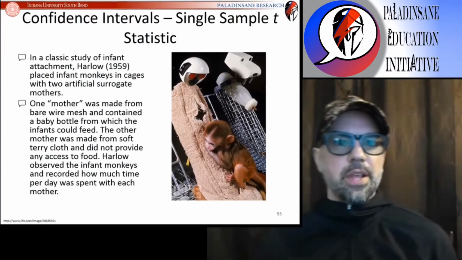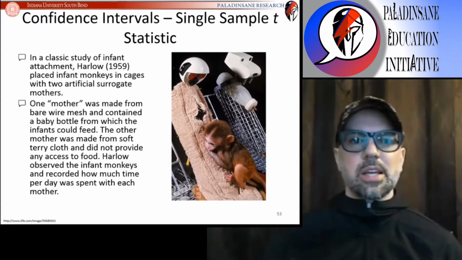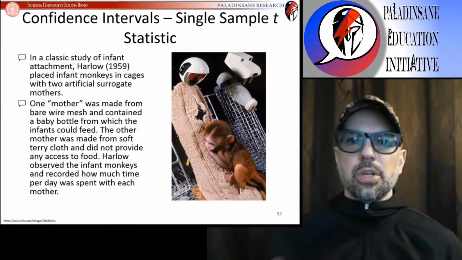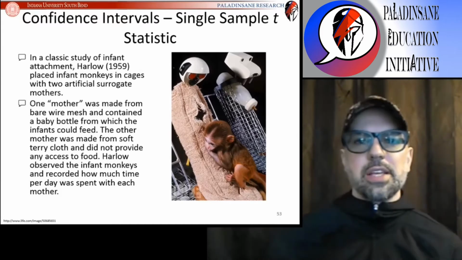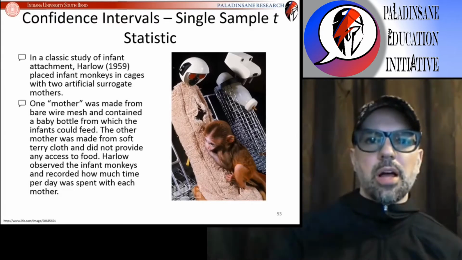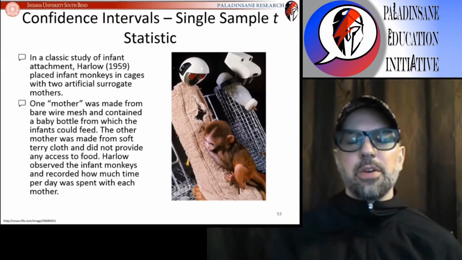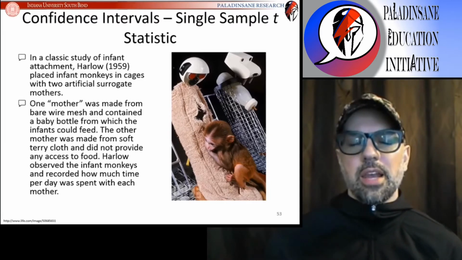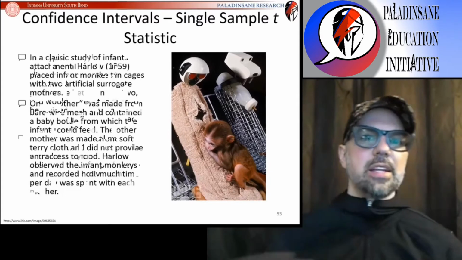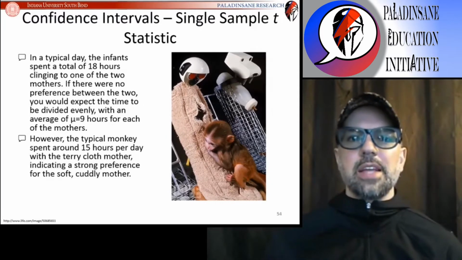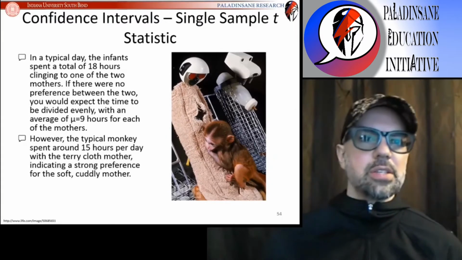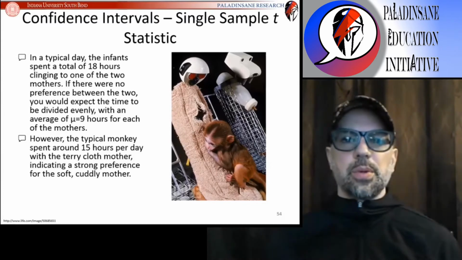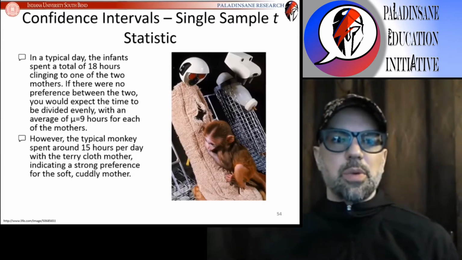All right, so if you recall, we've gone through this a few times, so I'll just briefly give you the synopsis. It was a classic study of infant attachment. There were two surrogate mothers that these monkeys had access to. One was a terry cloth mother. It was soft. It provided no food. The other one was a wire mesh mother. It was hard, but it provided life-sustaining milk. In a typical day, the infant spent a total of 18 hours clinging to one of the two mothers. If there was no preference between the two, they would spend 9 hours with each mother.